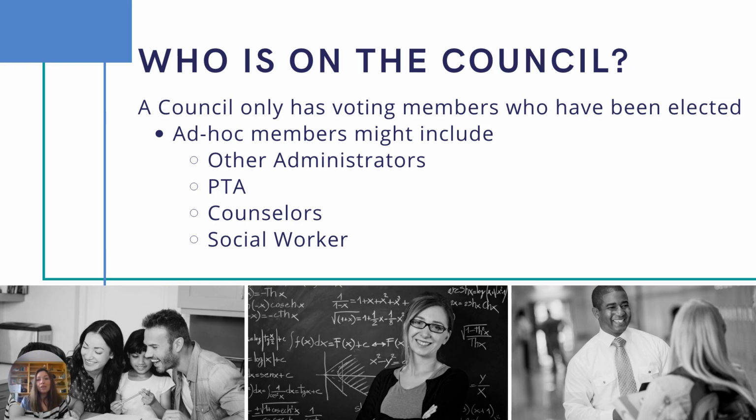A council is really only the voting members. So again, that's the parents, the teachers who are elected, as well as the principal. But depending on your situation, you may have other members who show up and are known as ad hoc members. This could be other administrators, so vice principals or counselors. Maybe there's a PTA liaison who comes and only observes to inform the PTA, or maybe social workers. And they're there to help support the council, to maybe provide information to the council, but they're not voting members.